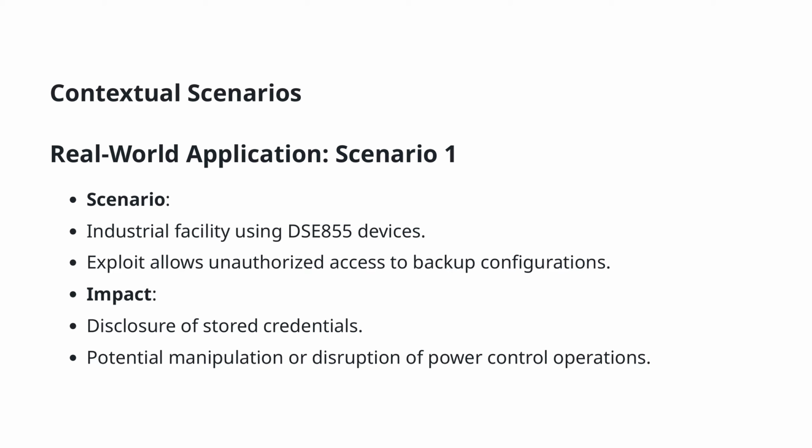Firstly, it can lead to the disclosure of stored credentials, which poses significant security risks. Secondly, the vulnerability holds the potential for manipulation or disruption of power control operations, which could have serious implications for facility operations and safety. By employing a customized Nuclei template, such as the one for CVE-2024-5947, we can actively scan for and address these vulnerabilities, significantly mitigating potential impacts. This enables us to preemptively secure the facility's infrastructure against such threats.